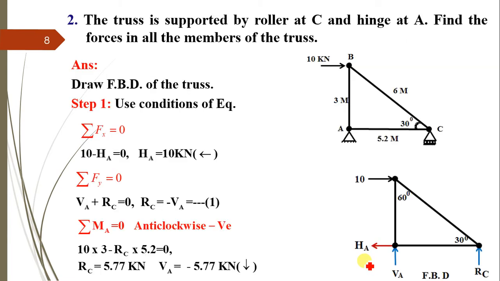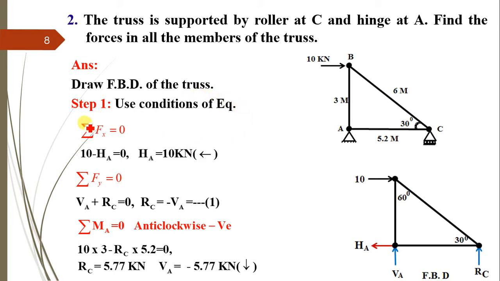Now let's solve one more problem. Second, the truss is supported by a roller at C and a hinge at A. Find the forces in all the members of the truss. Here ABC is the truss shown, in which at A a hinge support is there, at C a roller support is there, and at B a 10 kilonewton force is applied in the horizontal direction.